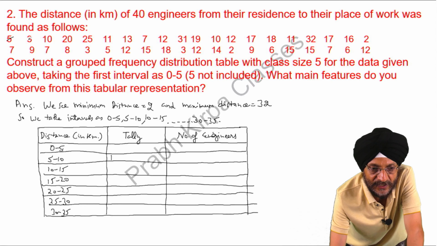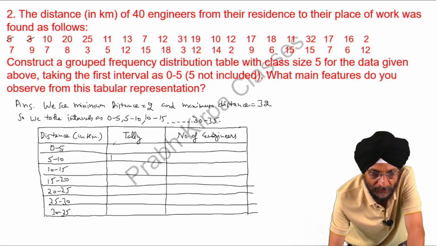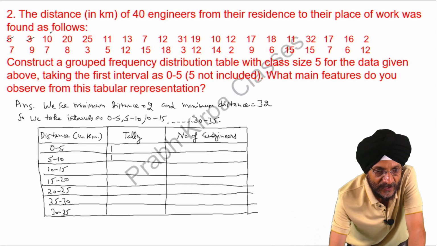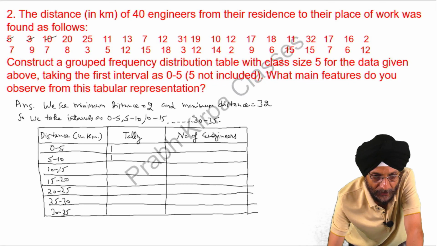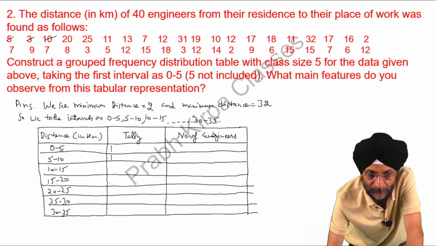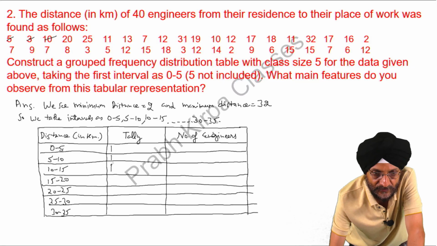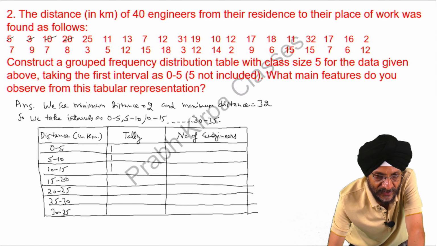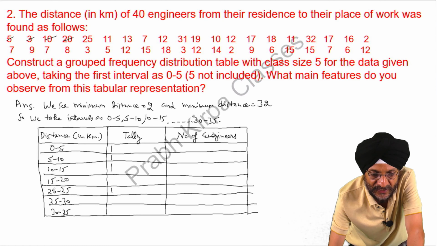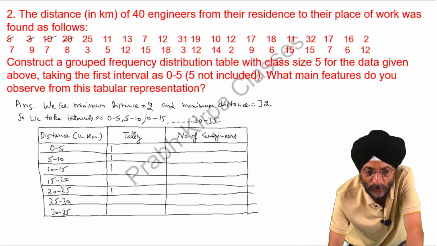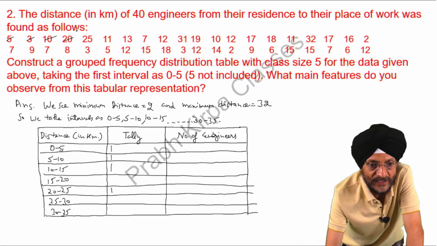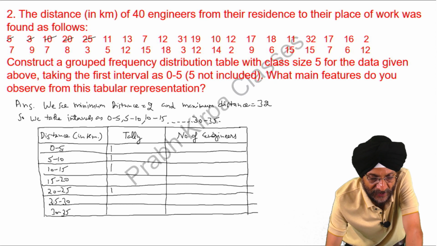Now this engineer travels 3 kilometers. It will be counted in this interval. This is 10 kilometers. It will be counted here and not here. This is 20. It will be counted on this side, which is the lowest, and not the highest. The highest will not be considered. Here 20 is taken. 25 will be taken in this class interval.